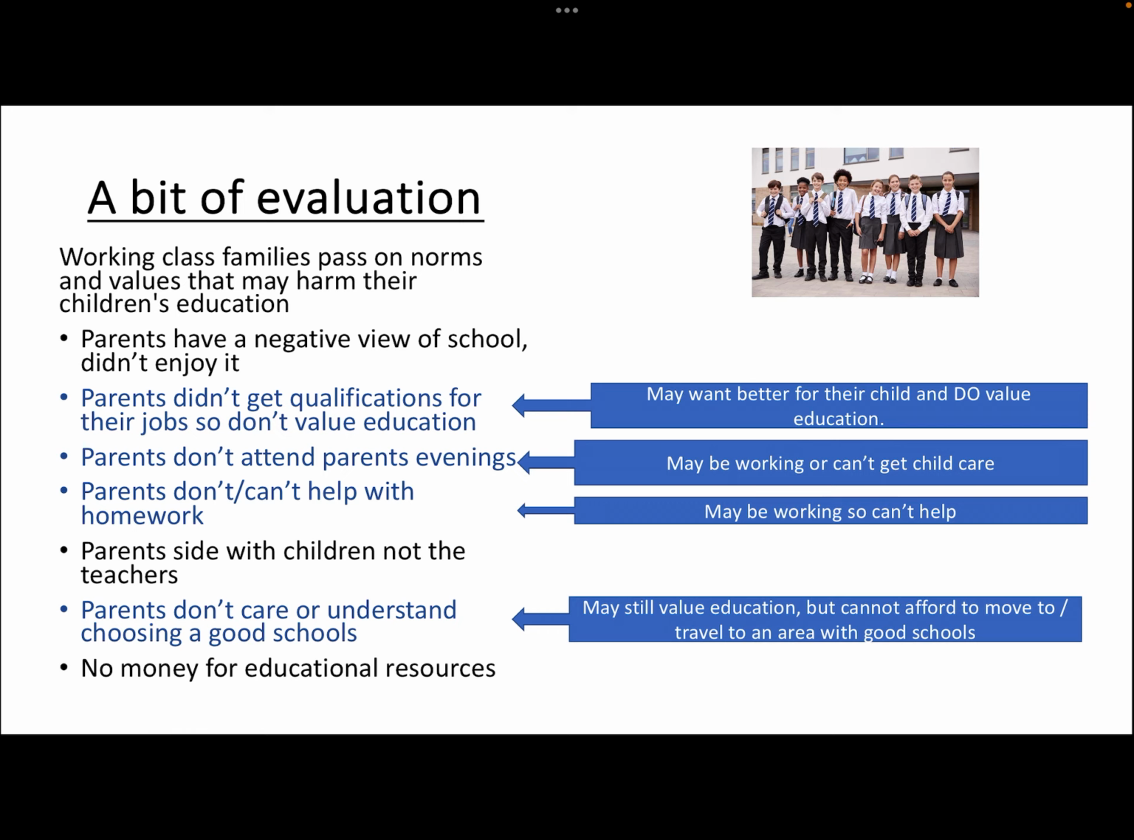So please make note of some of these evaluation points, because they're basically saying that, hang on, the reason the working class don't do well is not necessarily because their parents don't value education. There must be other reasons to explain why they don't do well, because many working class parents are really aspirational and want their children to do well.